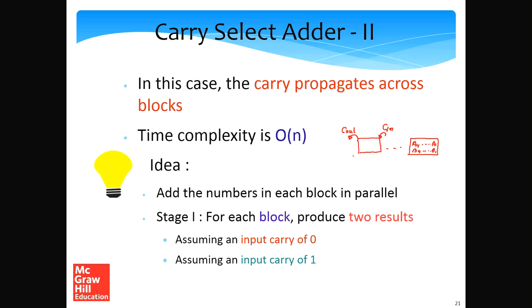So let's consider any block. What are the possible values of carry in? They are either 0 or 1, right? Only two values of the carry in can be there. So here is the brilliant idea behind the carry select adder, right? This is very important. What we can do is that for each block, we can actually produce 2 results. When you are doing the addition, you can produce 2 results, result 1 and result 2.